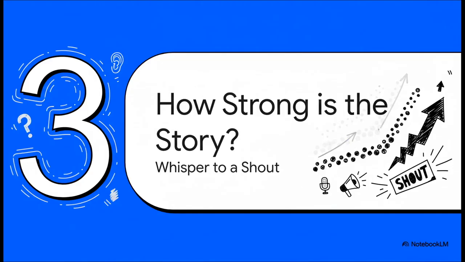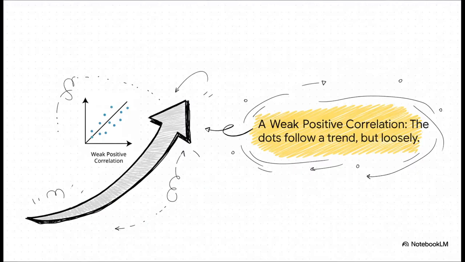But not all relationships are created equal. The story the data is telling can be a faint whisper, or it can be a really confident shout. So let's look at how we can tell just how strong that story is. We'll start here with a whisper. This is a weak positive correlation. You can kind of see that the dots are generally heading up and to the right, but man, they are really spread out.